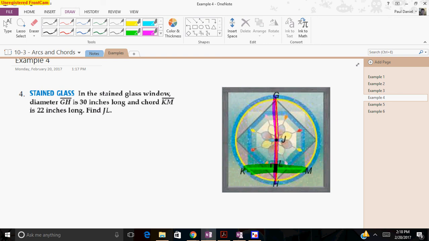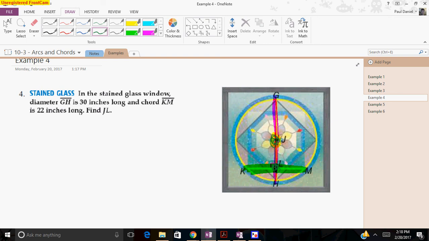They want me to see if I can find the distance from J, let's see if I can do that with something that's easier to see. They want to find the distance from J to L. All right, so let's see if we can figure this out. This is going to be a little multi-step process here. GH is a diameter. If GH is a diameter, let's just think real fast about life.